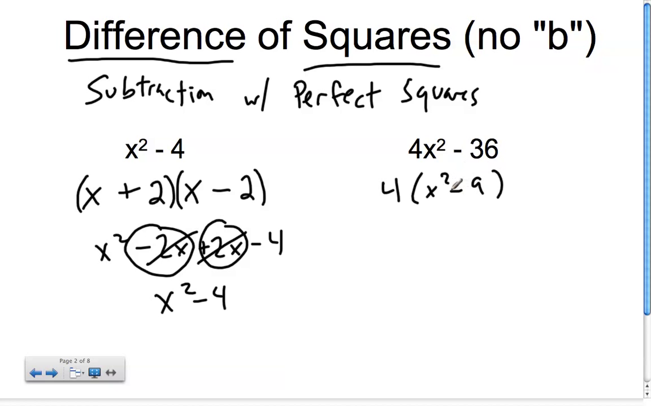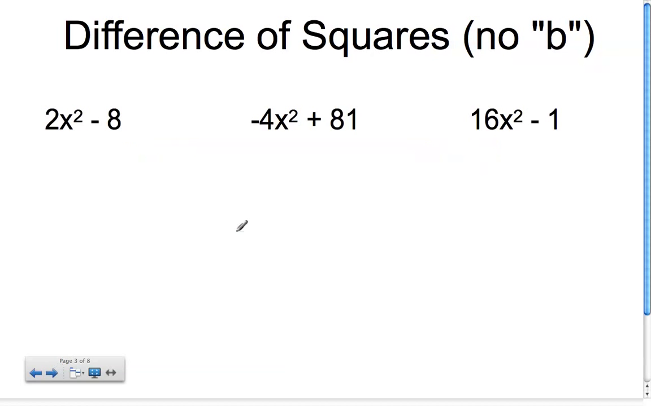I don't have a bx term, which means I can factor this the old-fashioned way, or I can use the shortcut that we just learned, which is that this is a perfect square. This is a perfect square, and it's a subtraction problem. So all I need to do is put the square root factors in both cases. So x times x will give me x squared, 3 times 3 will give me 9, and make the signs opposite of each other. And if I were to expand this back, I would get to 4x squared minus 36. Let's take a look at some other practice problems.